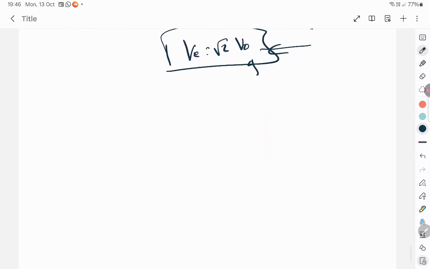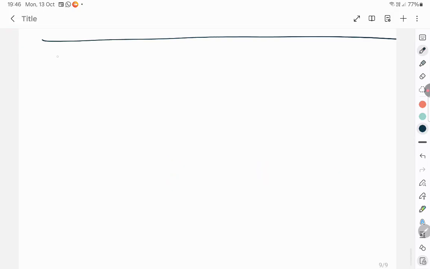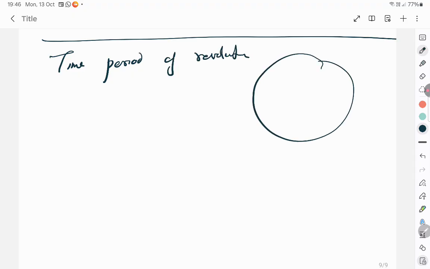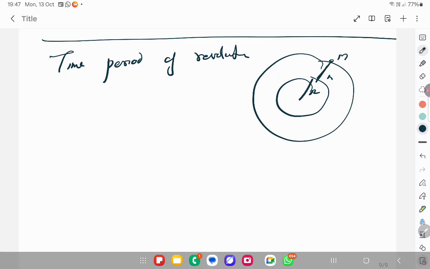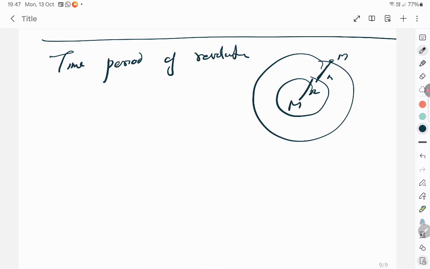Okay, so the next thing that I'm going to teach you is about the time period of revolution of a satellite or whatever, say a satellite around a body of mass capital M. Time period is 2 pi r by v, where v is orbital velocity.